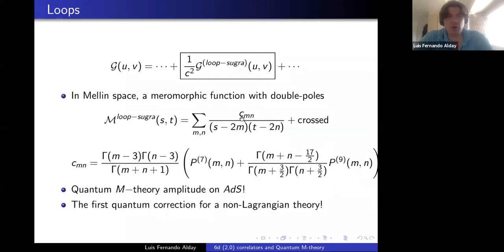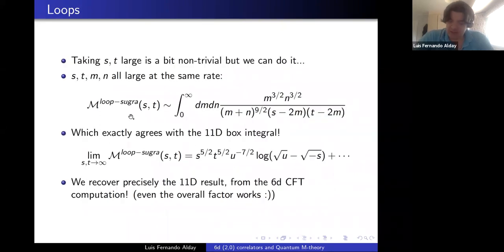And what you can show is that the limit to study, so it's like a saddle point, you need to study S, T, M, and N large at the same rate. And the final answer takes this form here, where M and N have been converted from a sum to an integral. And this exactly agrees with the 11-dimensional box integral.